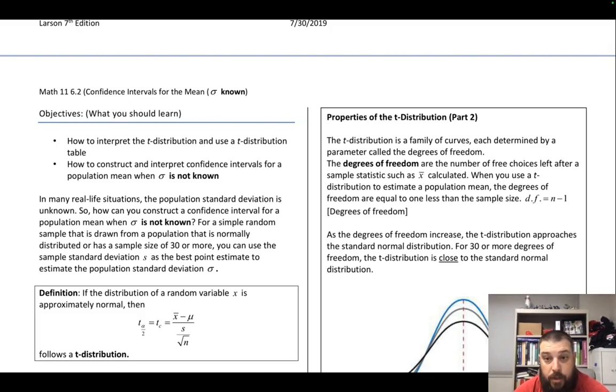All right, so continuing with chapter 6 and looking at confidence intervals for the mean where our standard deviation is known. Today we're going to talk about interpreting t-distributions, how to use a t-distribution table, and how to construct and interpret confidence intervals for a population mean when standard deviation is not known.